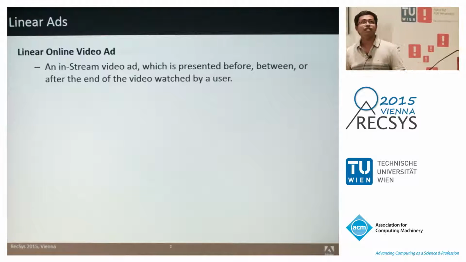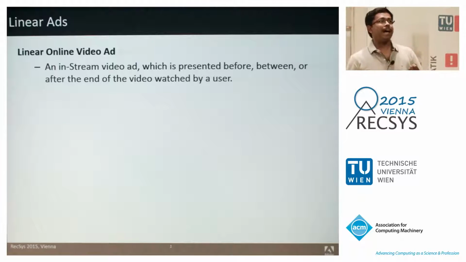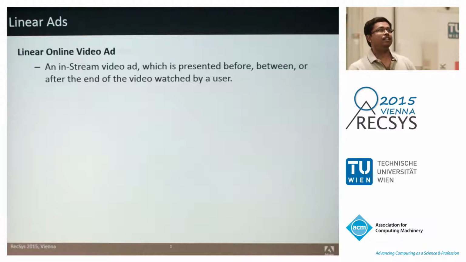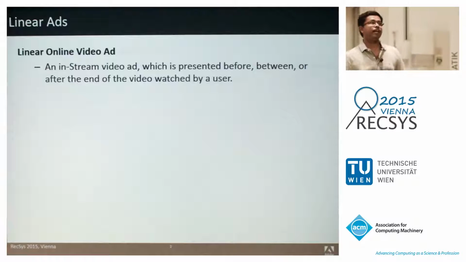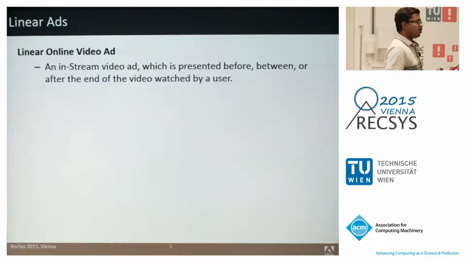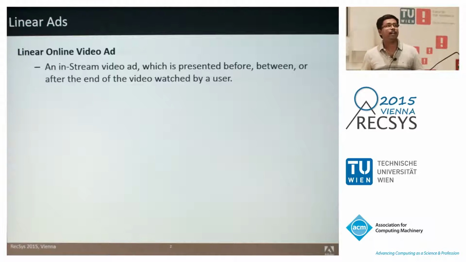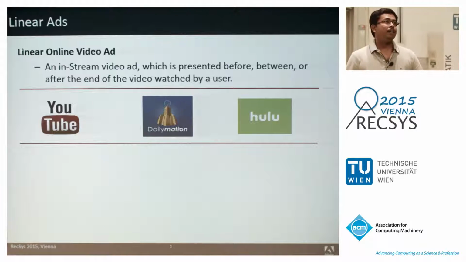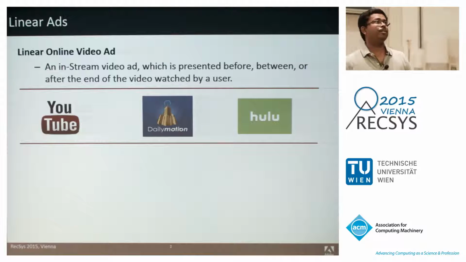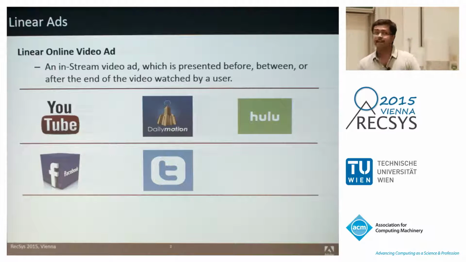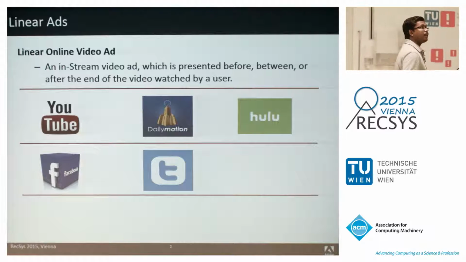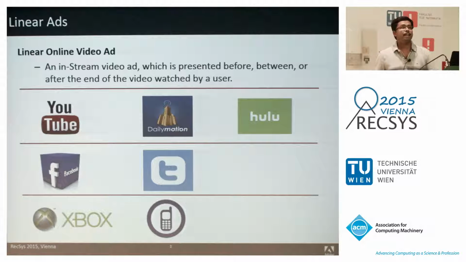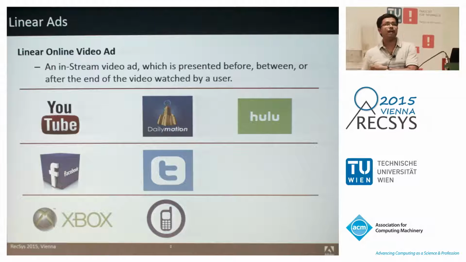With that, let me first present the definition of linear ads. These are in-stream ads which come before, during, and after a video watched by a user. It started out with online publishers like YouTube, Dailymotion, Hulu. Subsequently it came into social media like Facebook and Twitter, and now it is there in gaming consoles like Xbox, and finally of course on mobile phones.